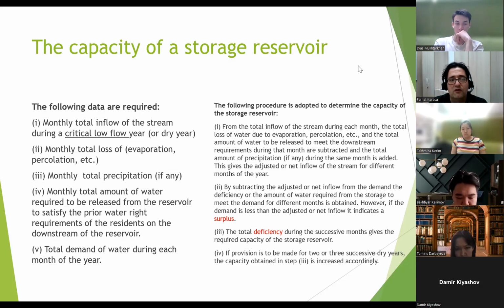And after having all that information on hand, the next thing is to make a calculation for the reservoir requirements. You cannot just build a reservoir without making any calculation. This is engineering. We need to know the required amount of reservoir for the town or for the city as required.